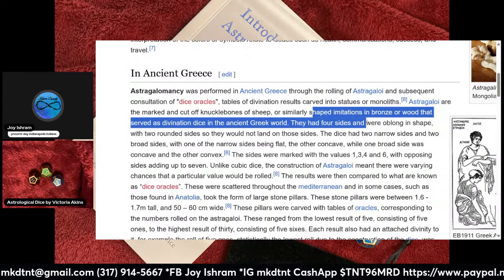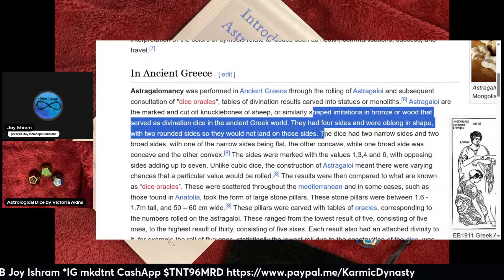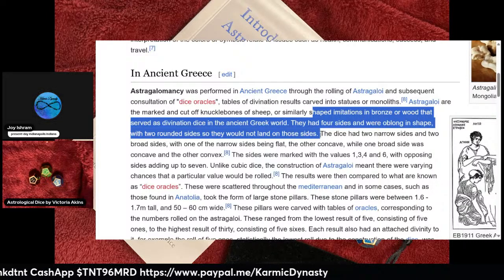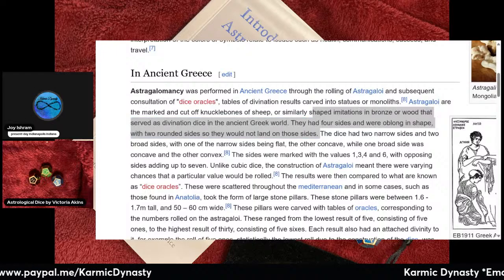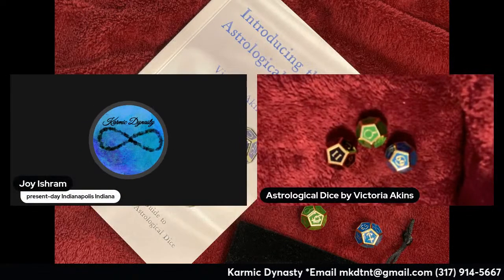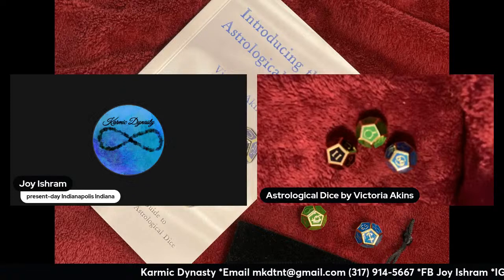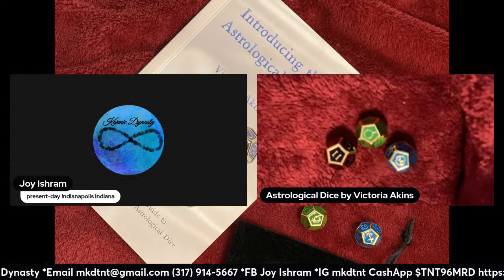They had 4 sides and were oblong in shape with 2 rounded sides, so they would not land on those sides, et cetera, et cetera. Go check more out for yourself. And we're going back here to the dice. Now, and I'm reading from the book at this time.